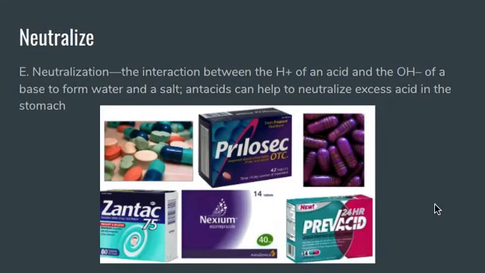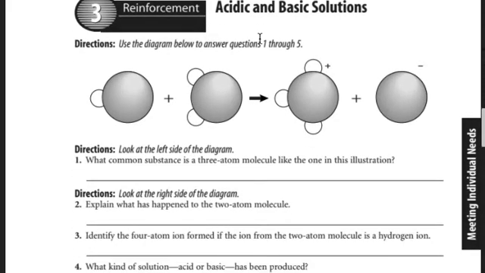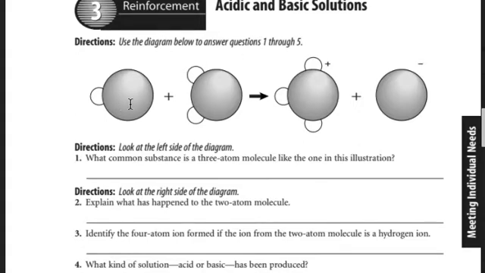Now, let's take our reading and apply it to what we have as our reinforcement for today. Reinforcement section 3, acidic and basic solutions. Use the diagram below to answer questions 1 through 5. Take a look here. You've got this molecule with another atom on it, and this molecule with two extra atoms on it, and it's changing into something and something else.